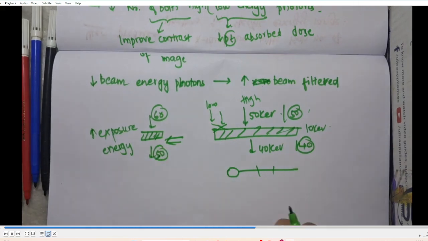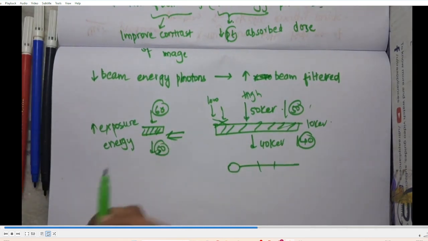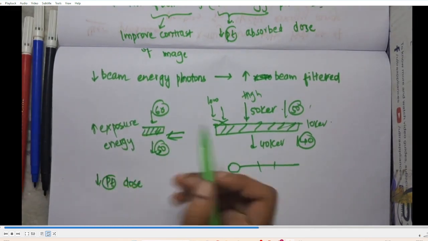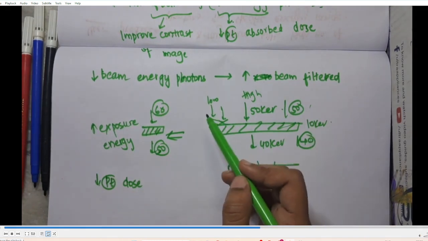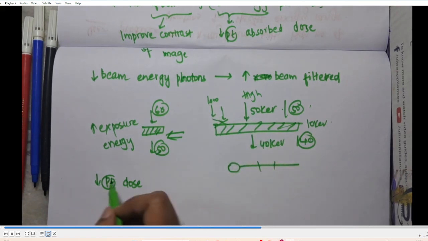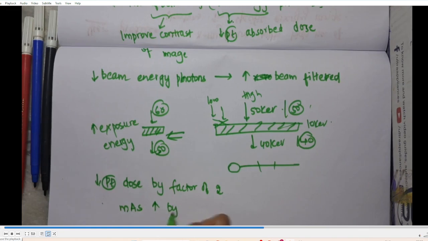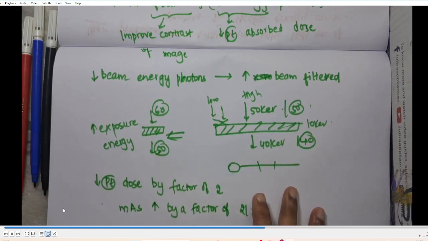Because of increased beam filtration, there is increased X-ray tube loading, meaning that more milliampere second is required when the heavy metal filters are used. But the dose given to the patient is reduced by a factor of 2, whereas milliampere second increases by a factor of 2 or more.